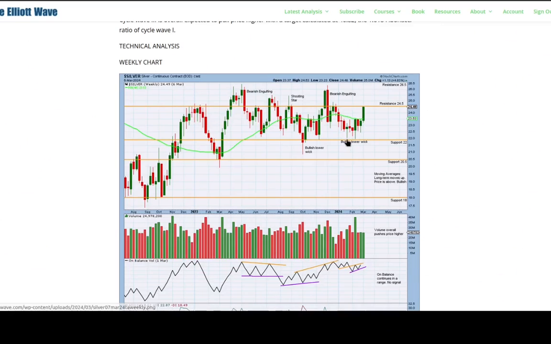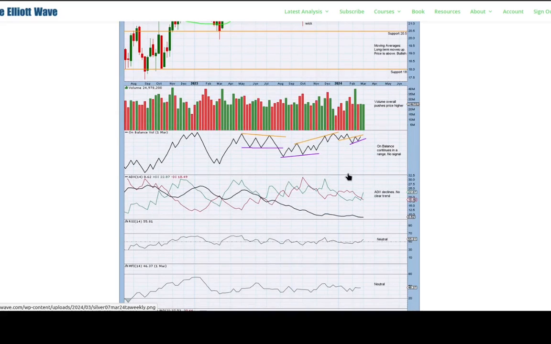On the technical weekly chart, price has found support at 22, now increasing, finding resistance at 24.5, with a slight decline in volume as volume overall pushes price higher, with a particularly strong spike as price found support at 22 just here. On balance, volume continues in a range with no signal.